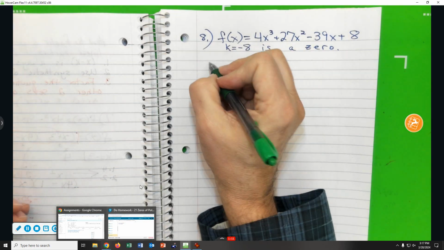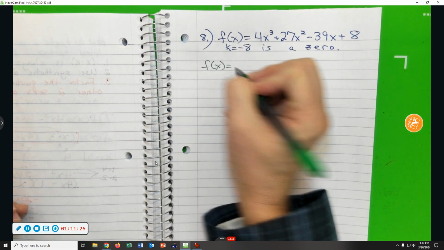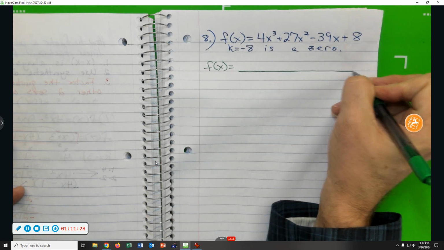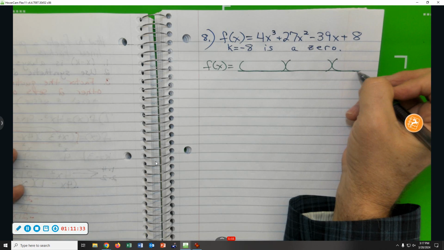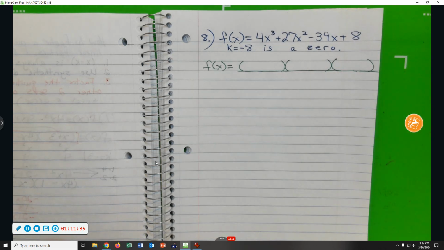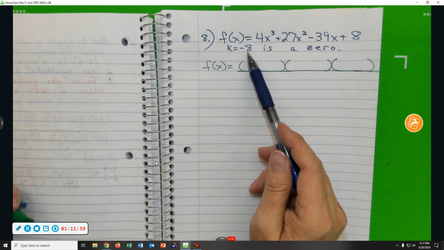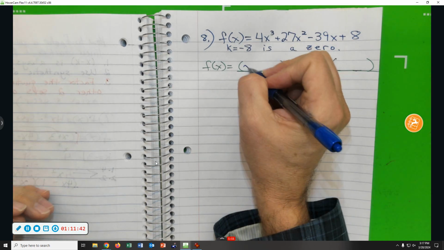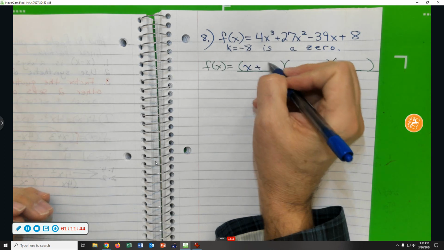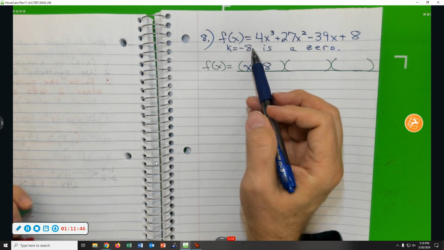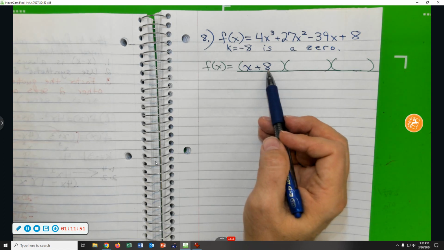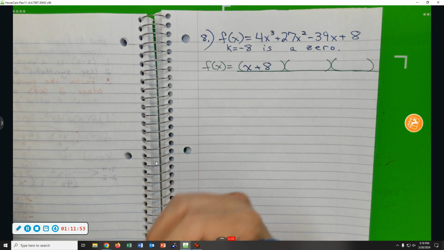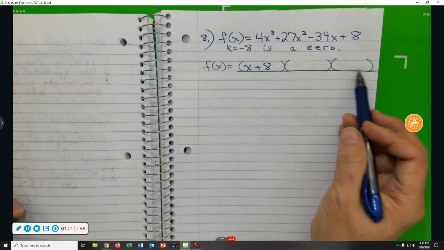I'm writing my answer. Write it down. Here's my answer line. f of x equals, and I'm going to have 3 sets of parentheses. We know one of the factors, it's a direct result of that 0: x plus 8. Keep in mind, if you plug in that -8, it has to equal 0. That's why it has to be exactly the opposite, x plus 8. We need 2 other factors.